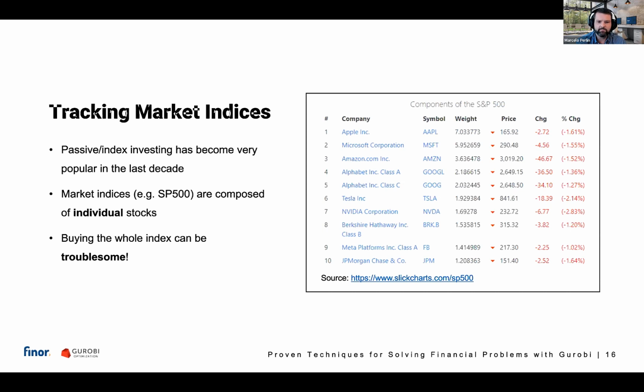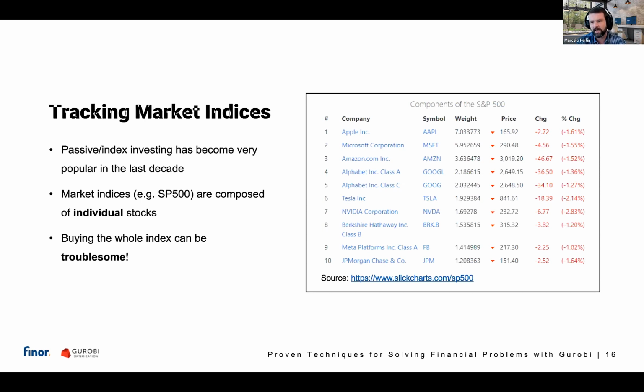Well, it's very simple. If you buy the index, one of the things you have to understand about financial markets is that these indices are all theoretical, right? They are not actual, it's not something you can go in and trade, the actual index. They are just theoretical indices, which are composed of individual stocks.